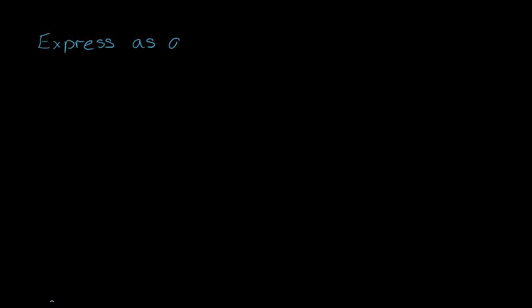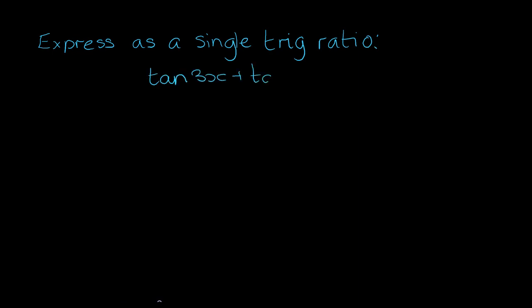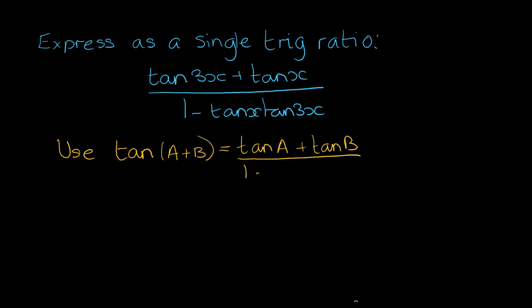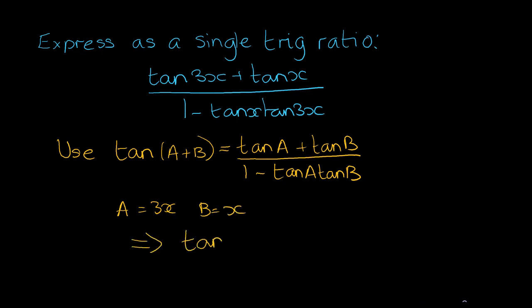Express as a single trig ratio: tan 3x plus tan x all over 1 minus tan x tan 3x. So we use tan(A plus B) equals tan A plus tan B all over 1 minus tan A tan B. A equals 3x, B equals x, so that leads to tan of 3x plus x, which equals tan 4x.